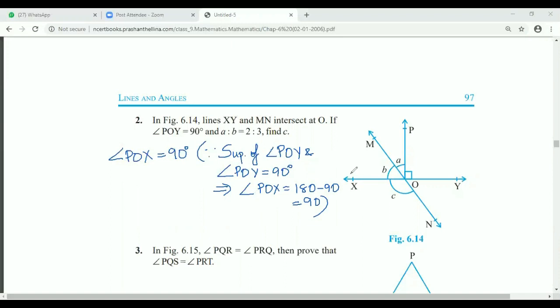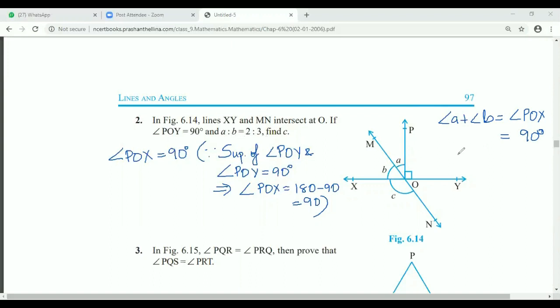From the figure, it is very clear that POX is the sum of angle A and angle B. So angle A plus angle B is equal to angle POX, and the value of POX we have found as 90 degrees. Next, we have the ratio between angle A and B, which is 2:3.